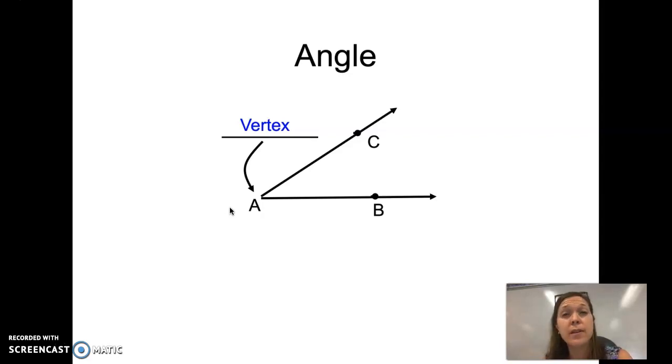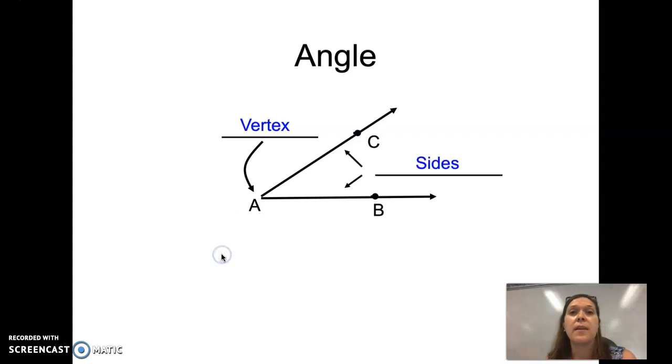It's very important that you can understand where the vertex is, and your vertex is the point where the two rays meet. The sides of your angle we're going to call sides. And notice that your sides on this angle are both rays. I have ray AC, which is the top one, and ray AB, which is the bottom one.